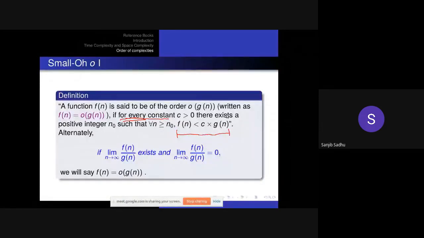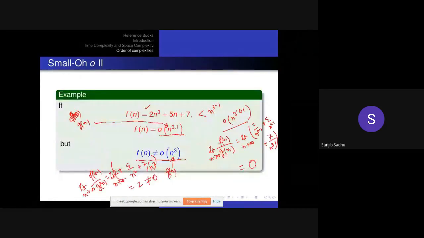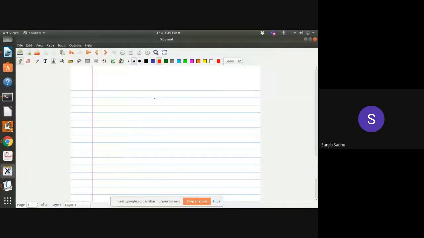Now you may ask me, sir, what is the use of small o? Yes, there is a use of small o, although it is of little use. You see what happens. Suppose for some problem P, there exists a solution, and it takes big O of n log n time. Clear? Now, what is your objective?